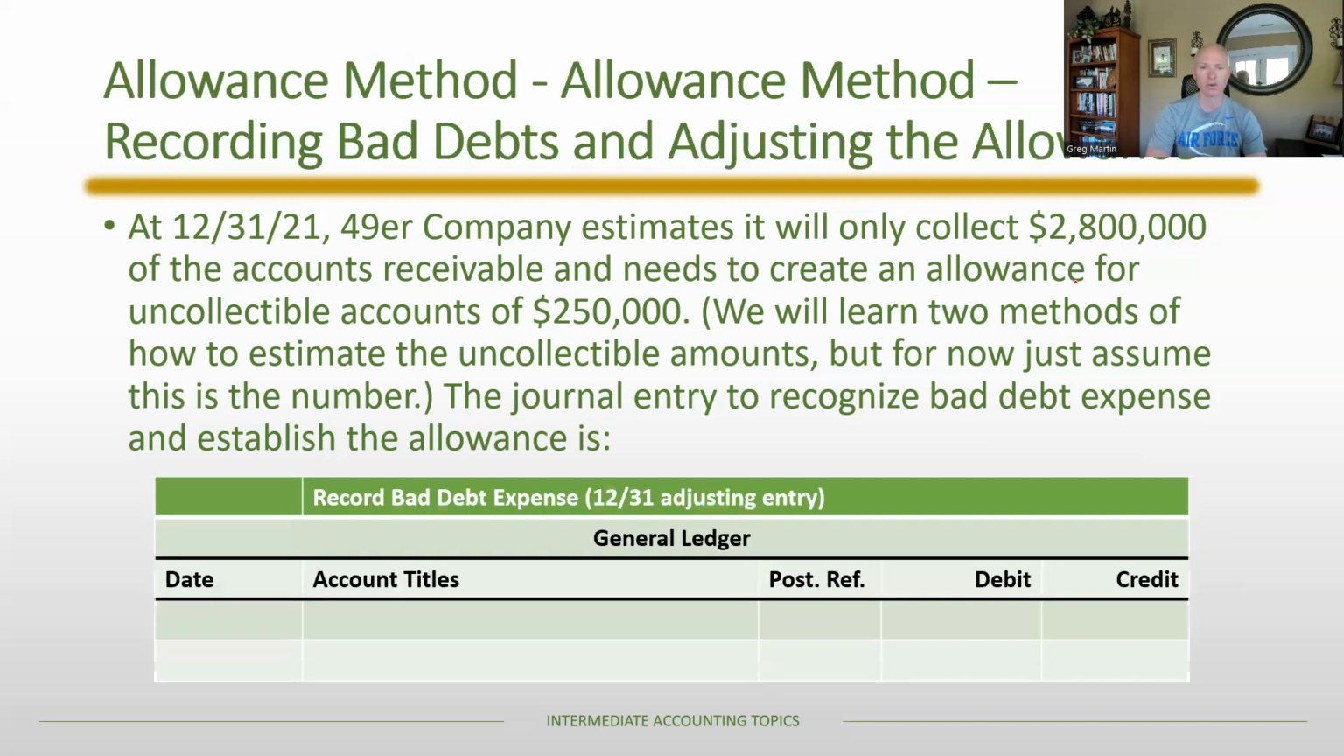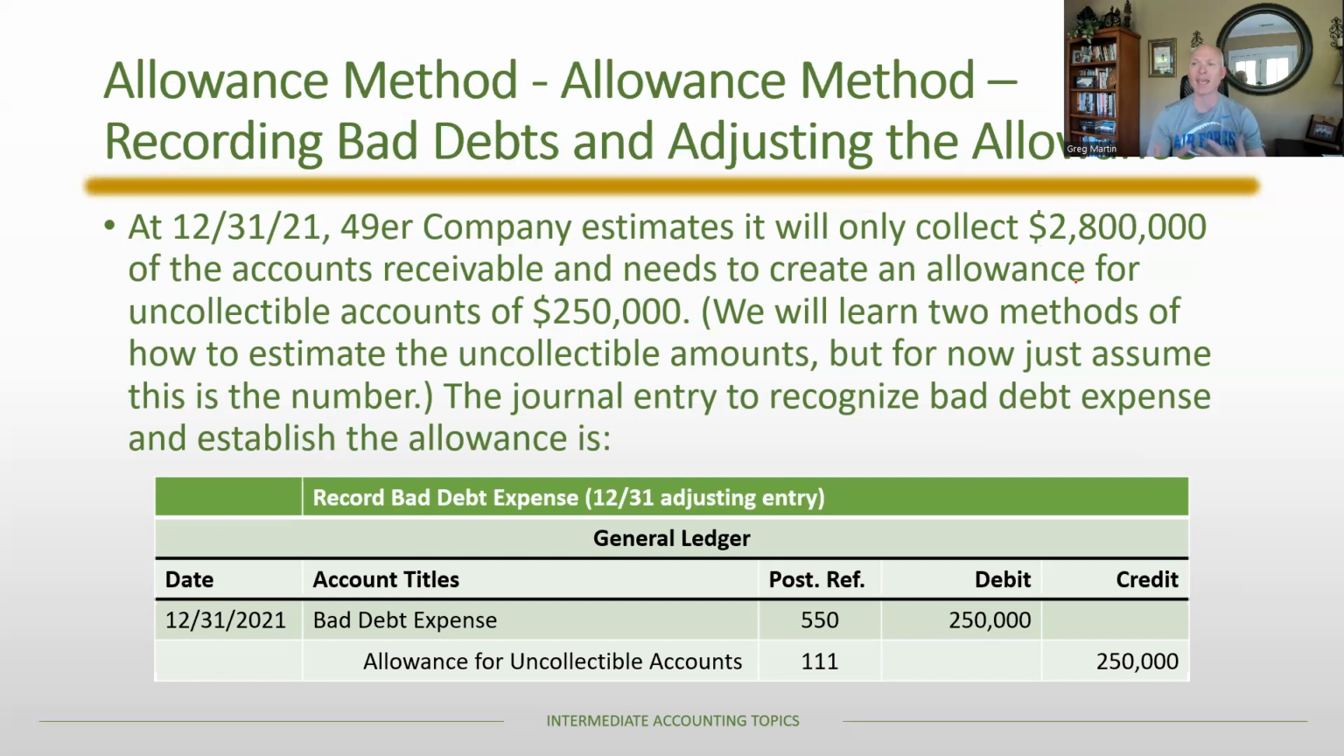And so the journal entry, whenever we determine that $250,000 is the allowance we need to make, is the bad debt expense. In this case, we record the bad debt expense of $250,000. That's the debit. And now we create that allowance account, the allowance for uncollectible accounts. Notice that it's in the 100 series. It is an asset, but it does have a credit balance. So it is a contra asset.